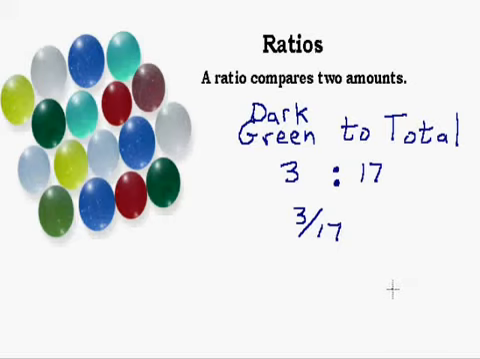Now what this kind of means in a fraction is that 3/17 of the marbles are green. And that's also the ratio of green marbles to the total, 3 to 17. So it kind of tells us how they compare to each other.